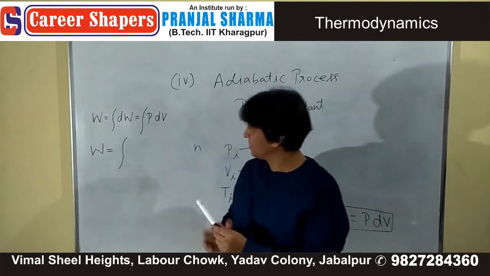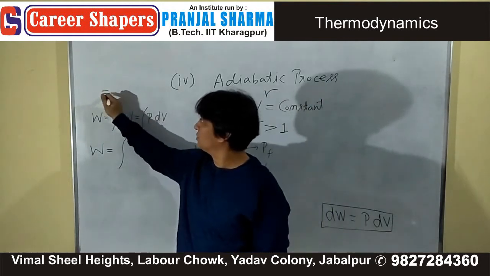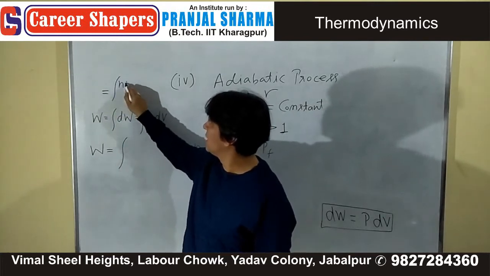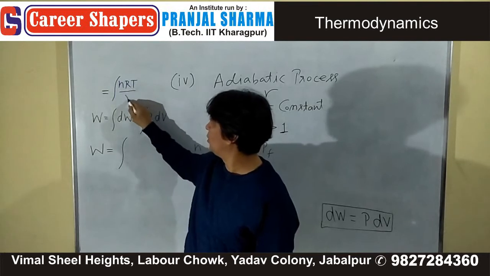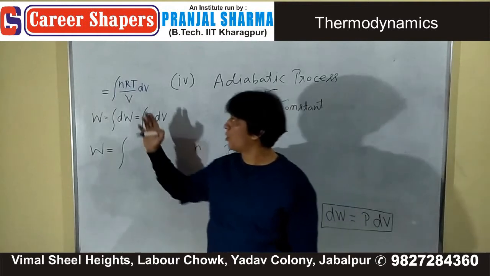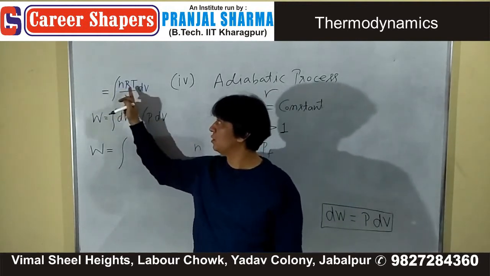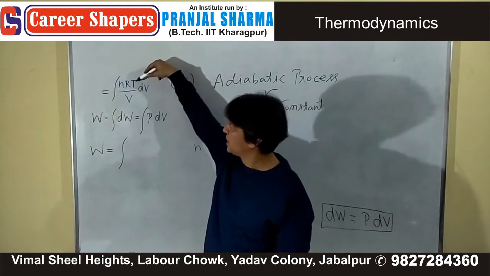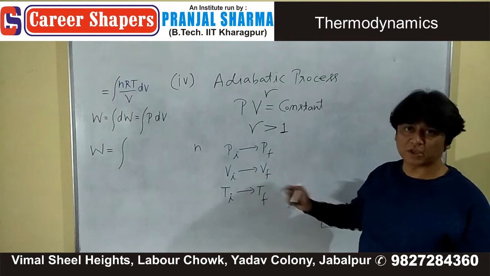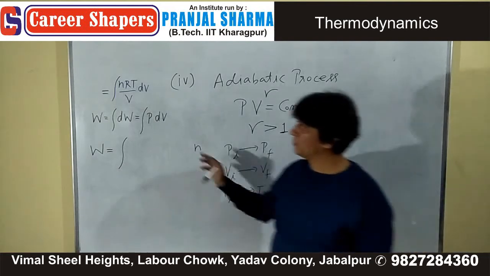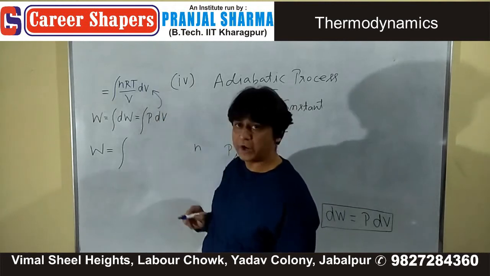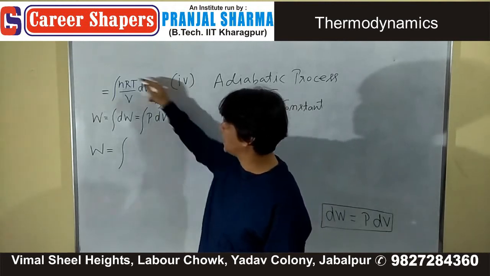If somebody tries this thing, just like the isothermal part, if you write P as nRT upon V into dV, so far there is no problem. The point is that you can only take n out and R out. This T and V, they both are not constant. Everything is changing. And therefore, from this step, there is no point in moving like this.